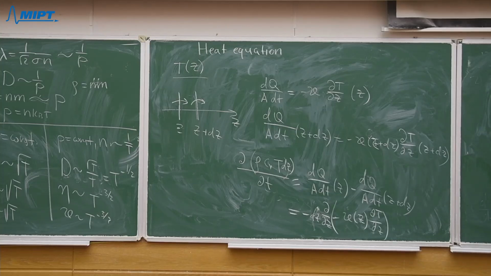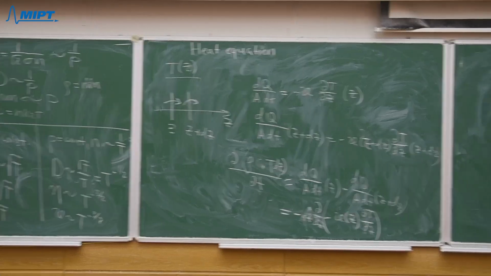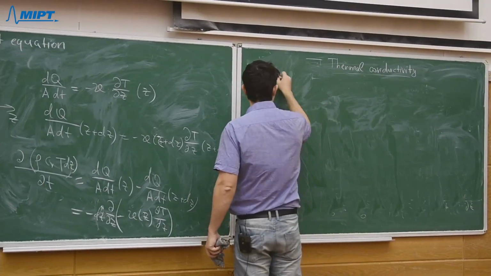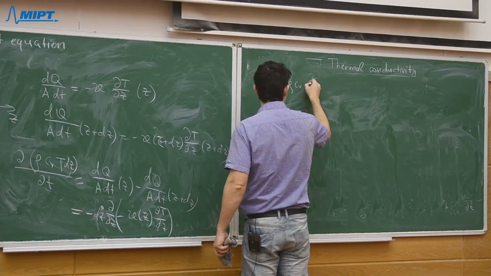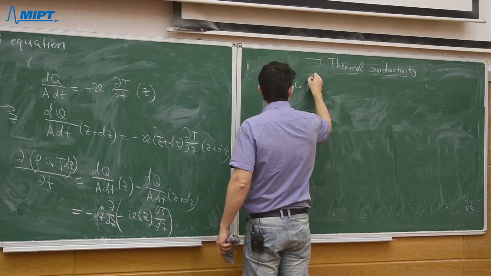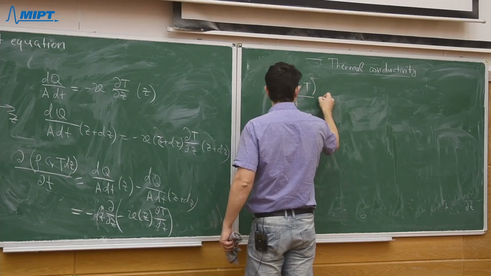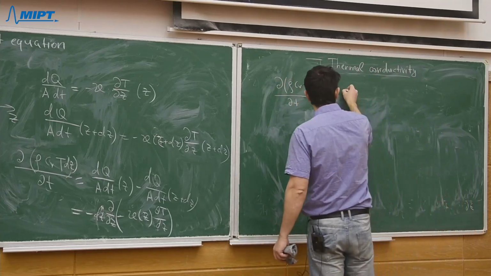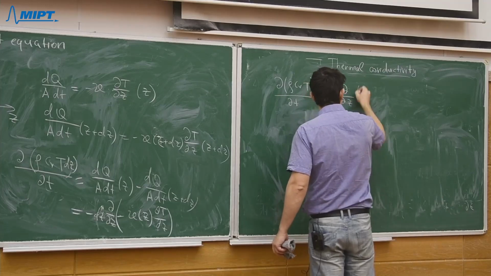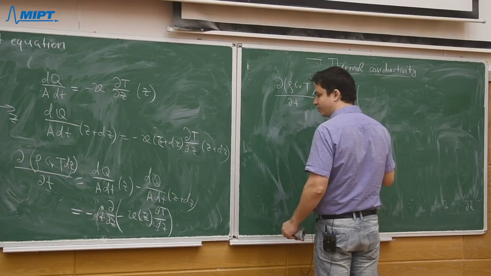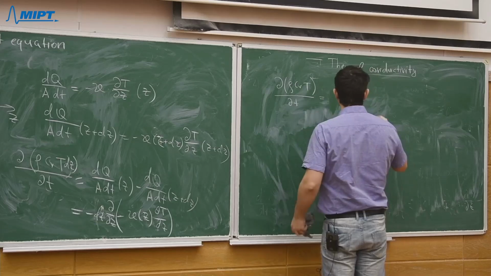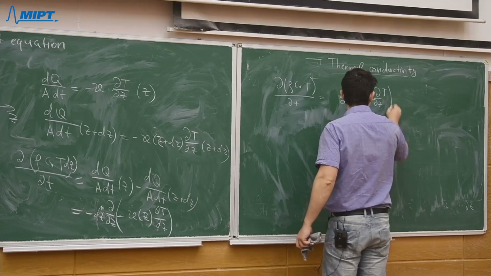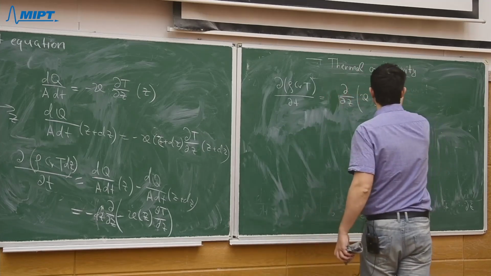Now this derivation brings me to the final part, so I'm going to derive the heat equation in its final form. So this is ρ c_v ∂T/∂t equals ∂/∂z multiplied by κ ∂T/∂z. Well, κ is inside. Okay, so that's the heat equation.